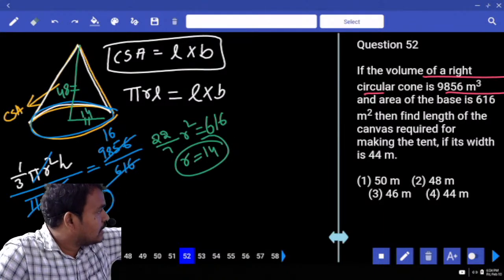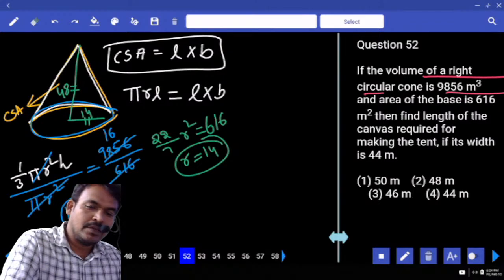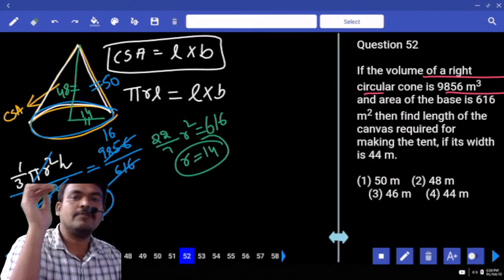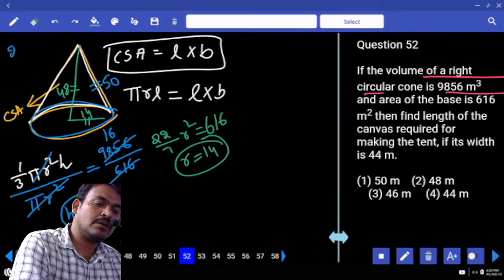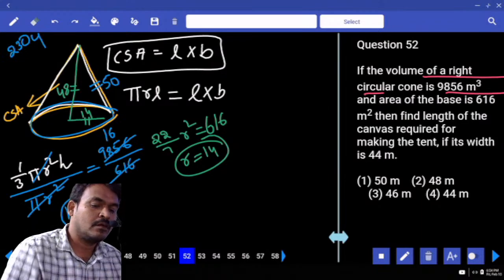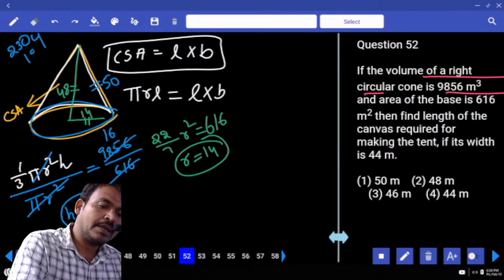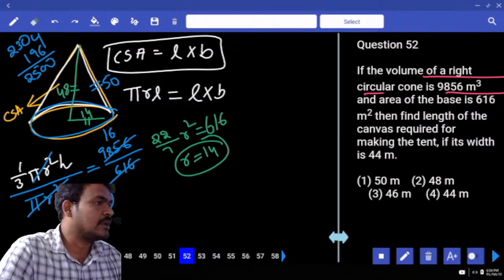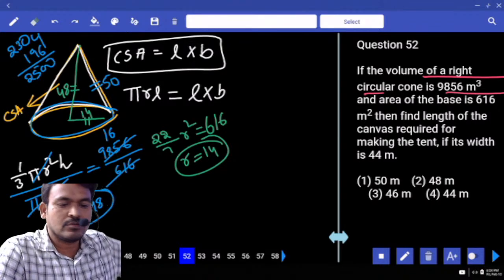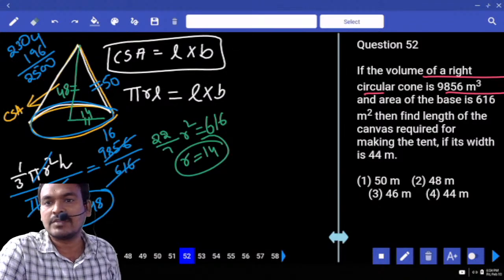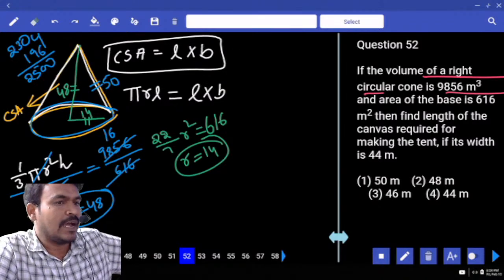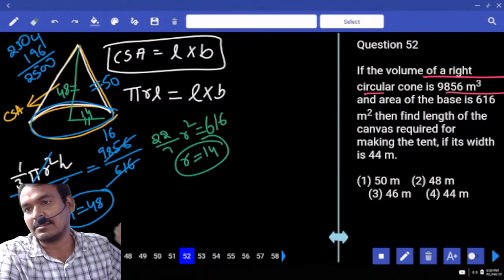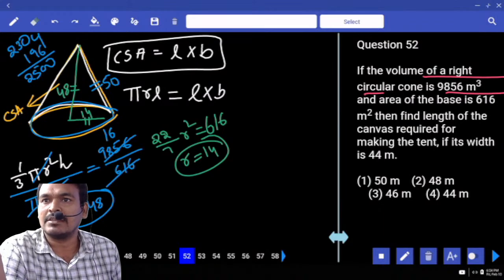14. Height of the cone 48, means slant height is 50 or not. What is the 48 square? 2304 or not. What is the 14 square? 196. Both are adding, 2500. It is 50 square or not. We know the slant height, we know the radius, and we know the width of the cloth. Obviously we get the length of the cloth or not.